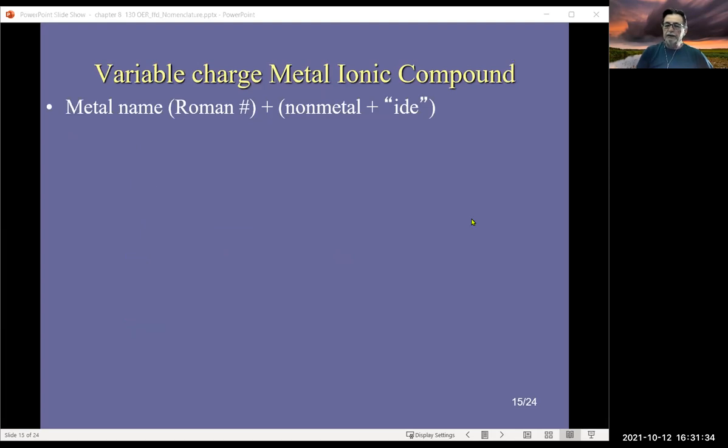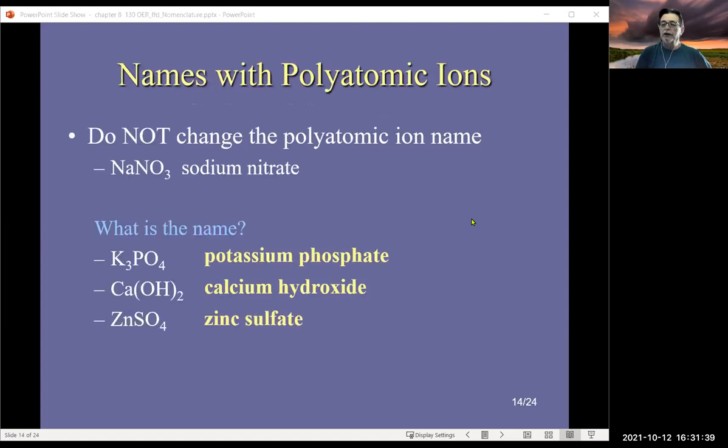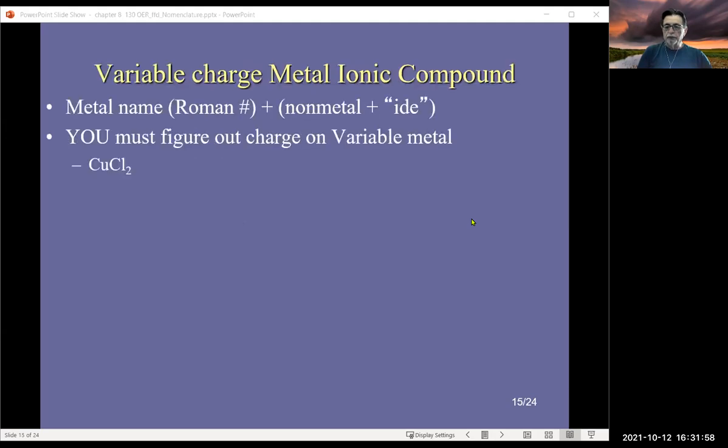So the variable charge metal ionic compounds, note that here, again, potassium, calcium, zinc, those metals are part of the 16. We know their oxidation number 100% of the time, hence we don't use Roman numerals. For metals that have variable charge, we have to figure out what charge they have first.